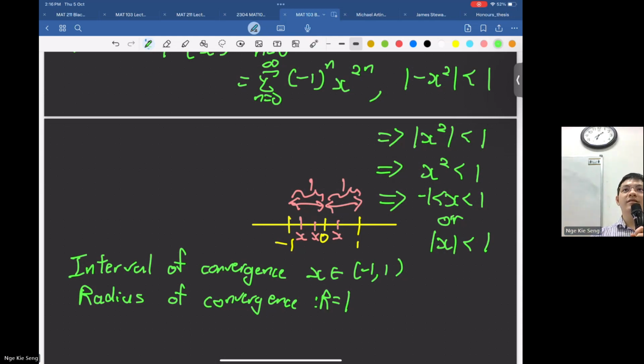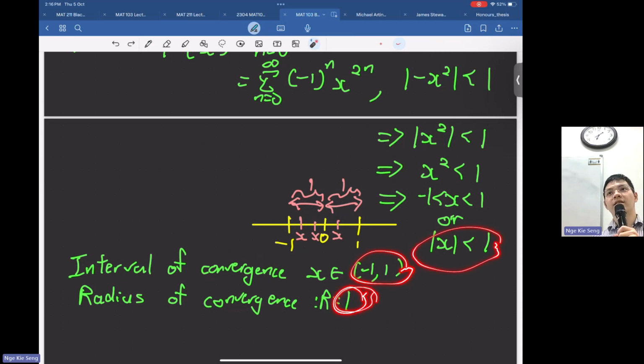So the radius of convergence depends on your interval of convergence. Your interval is from minus 1 to 1, so your radius is 1. This one is also similar to this x here: the absolute value of x is less than 1.